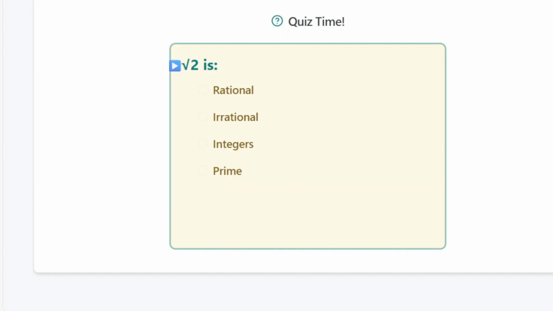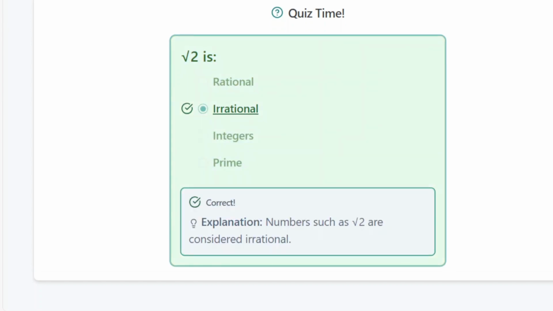Square root 2 is Option A, rational. Option B, irrational. Option C, integers. Option D, prime. Correct. The answer is irrational. Explanation: numbers such as square root 2 are considered irrational.